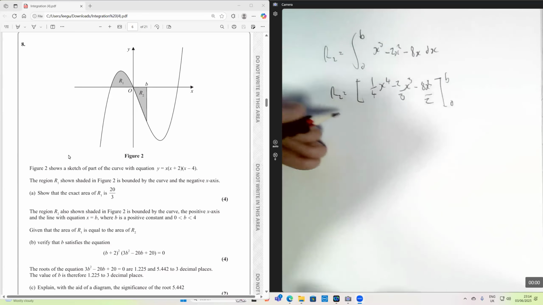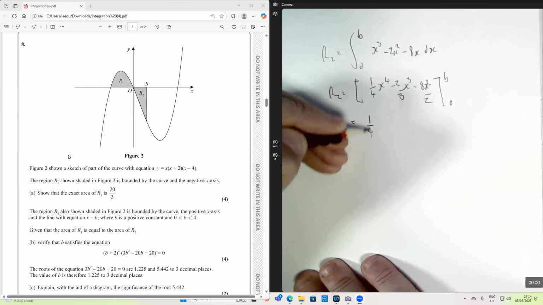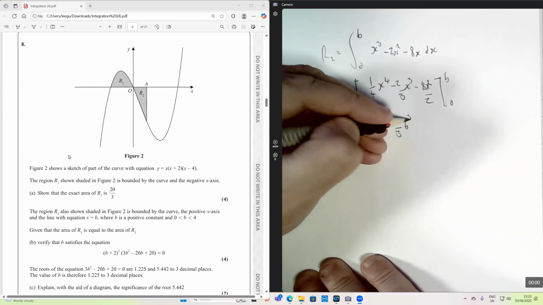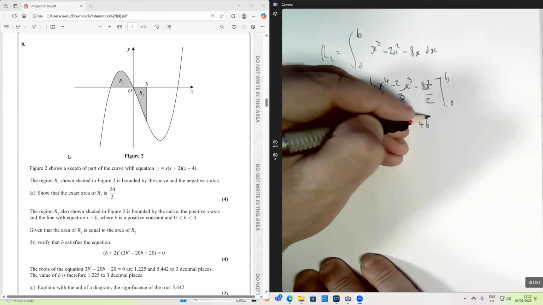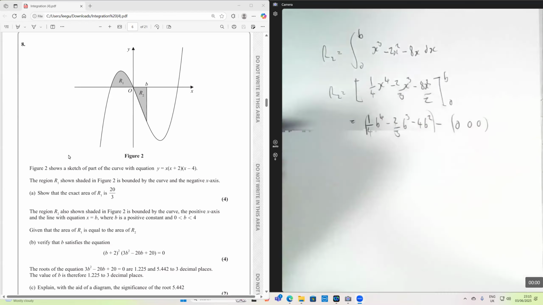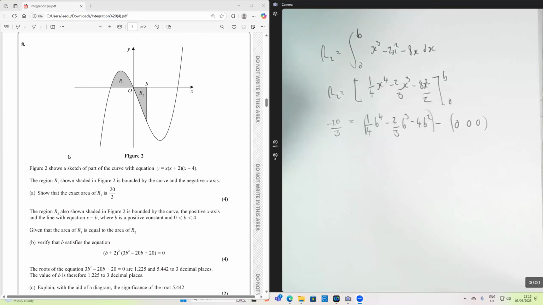So we're going to say that R2 is equal to this. So when we sub this in, this whole thing turns out to be 1/4 b to the 4th minus 2/3 b cubed minus 4b squared minus nothing, nothing, nothing. So basically this expression here is equal to the area R2. Now notice that R2 is below the x-axis, so that means this is going to be negative 20/3. Have to be careful. That's one of the first kind of subtleties about this equation.